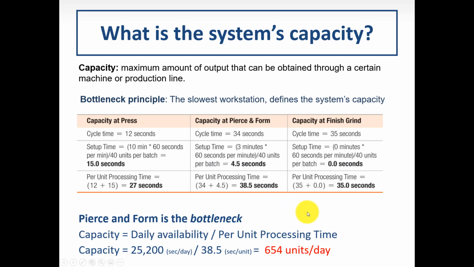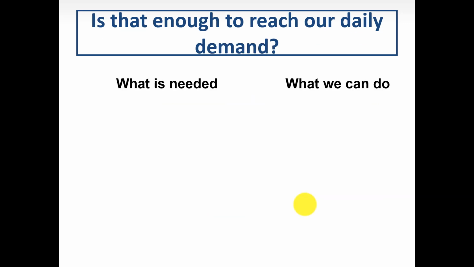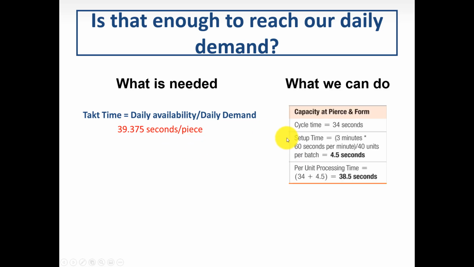Now maybe an interesting question would be, do we have enough capacity to fulfill our demand? Can we produce what is demanded? So let's have a closer look and compare what is needed versus what we can do. What we need is to produce at a rate of 39.3 seconds apiece. What we can do is to produce at a rate of 38.5 seconds apiece. That means that we are still faster than what is required.